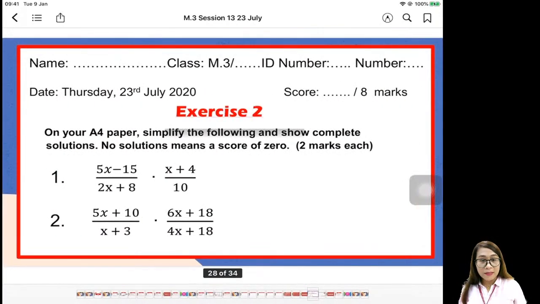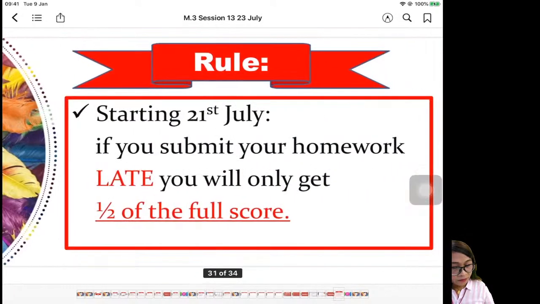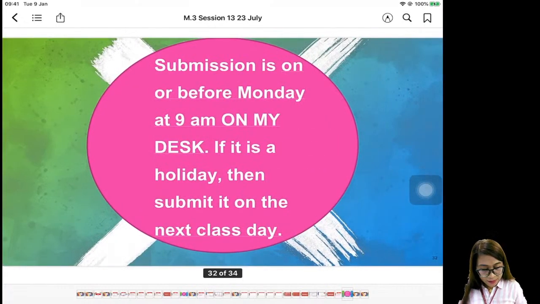Exercise number 2, could you please take a photo of this, screenshot 1 and 2, okay? Okay, next is 3 and 4. So you have to do the same, just simplify, write the solution, and answer on A4 paper. Do not print in the given, okay? You have to write everything. So for the reminders, remember you will get only half of the full score if you submit your work late. The submission of the work will be until Wednesday because Monday and Tuesday are holidays.